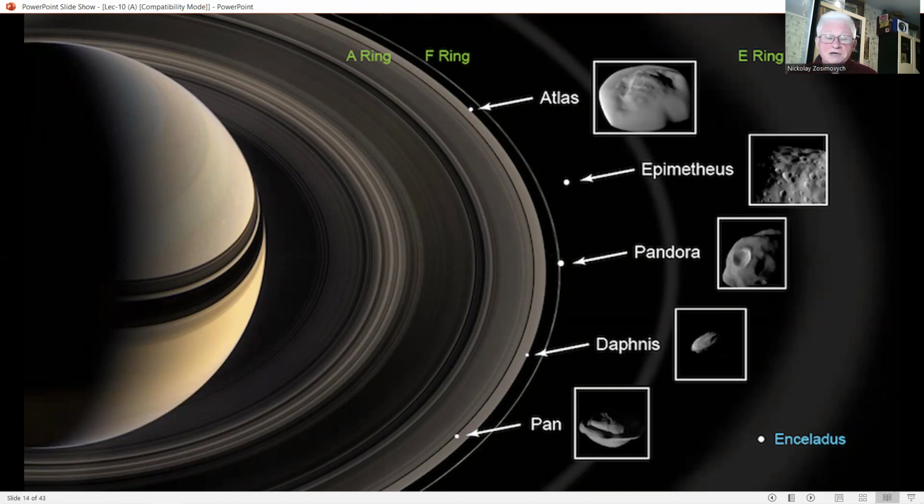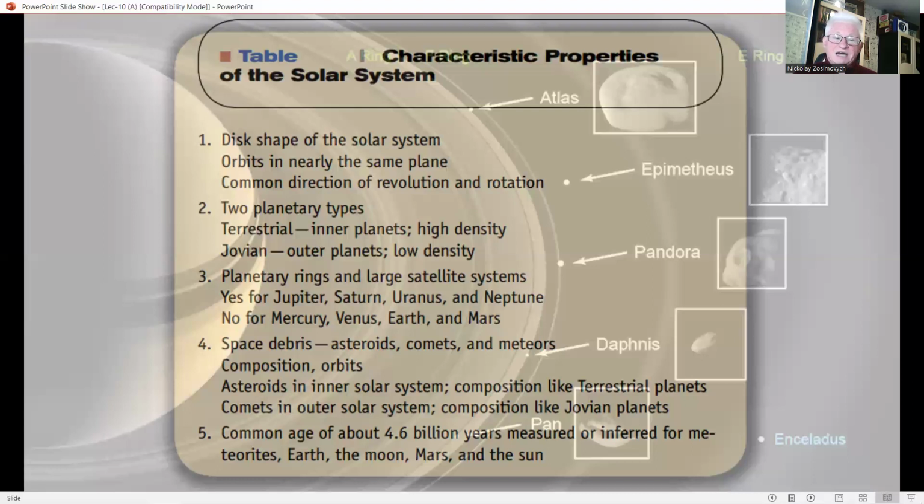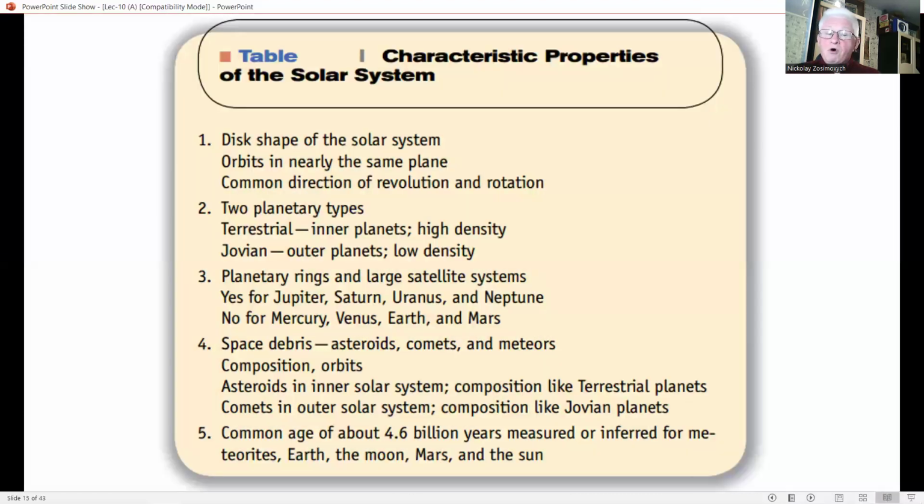It is hardly surprising then that the terrestrial planets, low-mass worlds located near the sun, have no planetary rings. The last entry in this table is the common ages of solar system bodies, and the solar nebula theory has no difficulty explaining that characteristic.